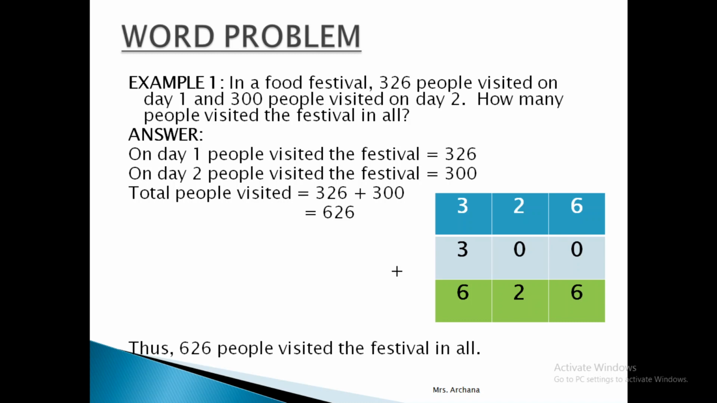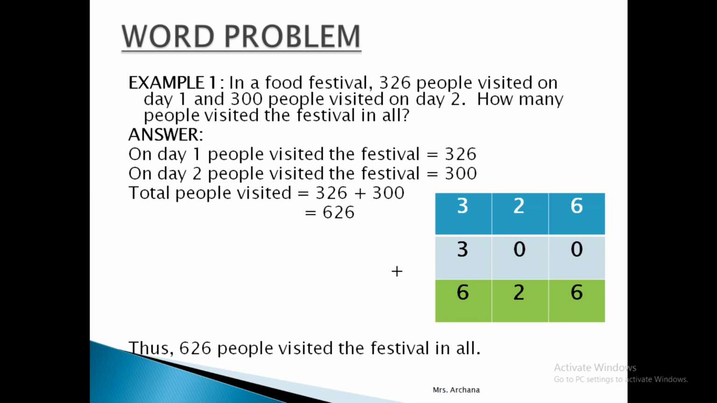Now we are going to discuss the word problem. Word problem means till the previous exercise we have added only the numbers, but here the question is given with the numbers and some words. Let's see an example. First example is, in a food festival 326 people visited on day 1 and 300 people visited on day 2. How many people visited in the festival in all?